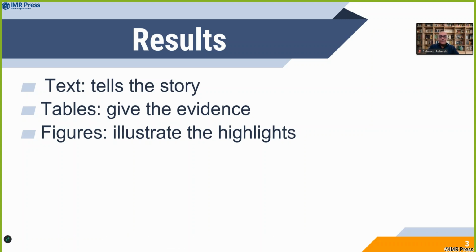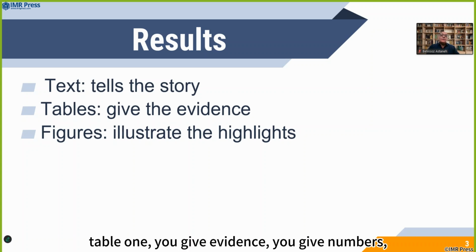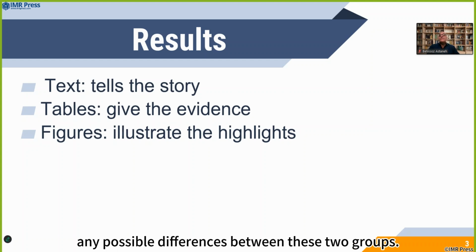I can give you an example. Imagine that you have done a study on two groups of patients, and you are going to report the mean age of the patients in the two groups. In the text of your results, you may write that the mean age of the participants in group 1 was more than the mean age of the participants in group 2, and then refer the readers to table 1. In table 1, you give evidence: numbers, percentages, and the p-value showing any possible differences between these two groups.